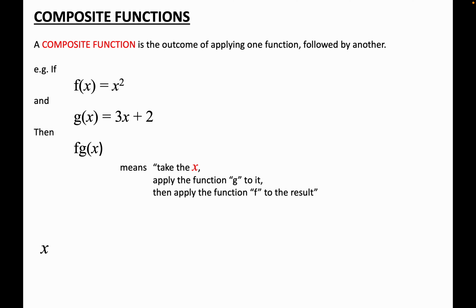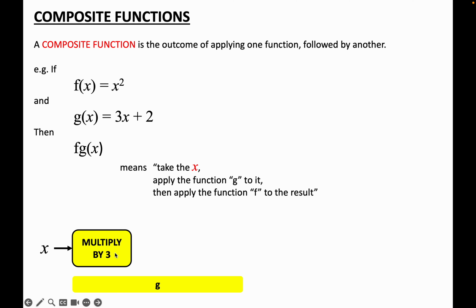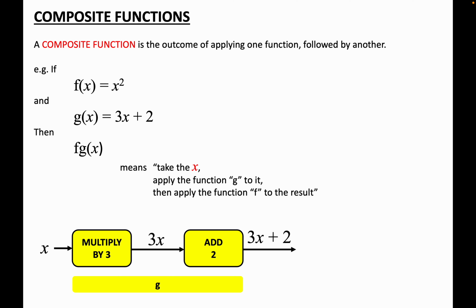So we can do this in a flowchart. Take the x, going to apply the function g to it first. So we're going to multiply it by 3 to get 3x, and then add 2 to get 3x plus 2. So that's applying the function g to it.